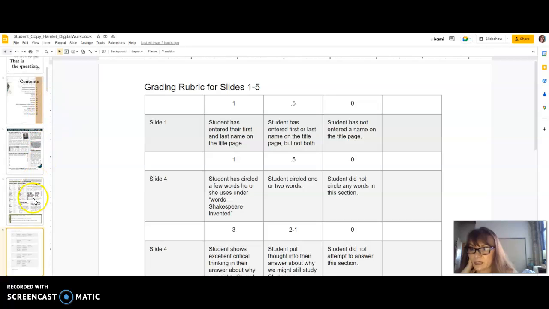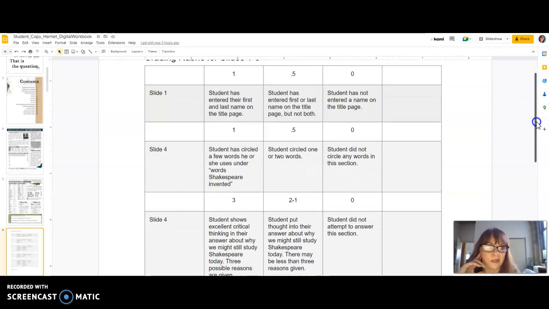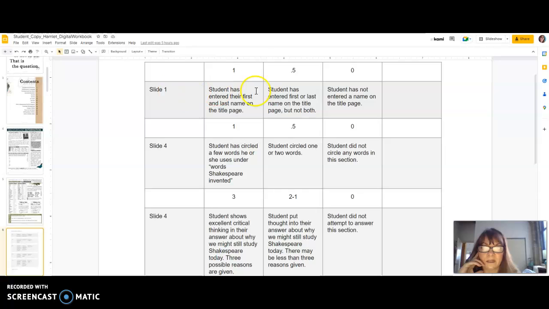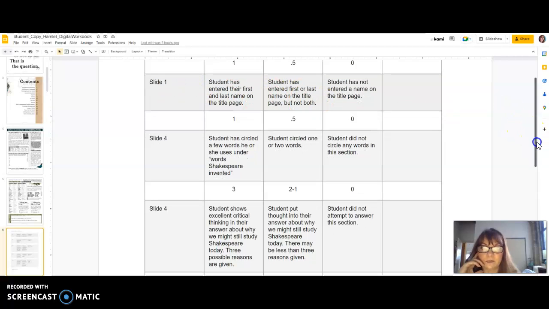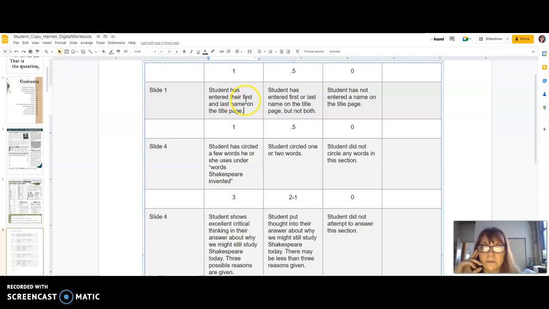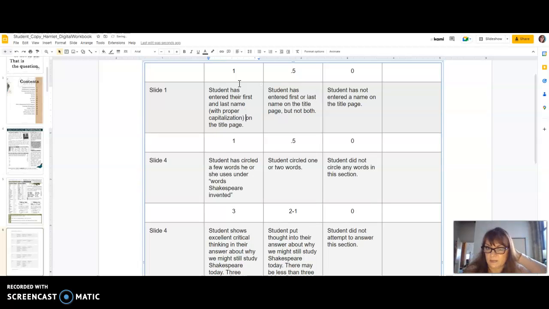All right, we're at about the 7-minute mark. I want to discuss that I have a rubric for slides 1 through 5. I'm going to make sure that you have completed what you were supposed to complete on slides 1 through 5. So on slide 1, you have entered your first and last name. That will earn you a full point. If you just put one name or you don't capitalize, I didn't put that on here. I should have. Oh, maybe I will right now. Proper capitalization. Look at how I can just change that on the spot.